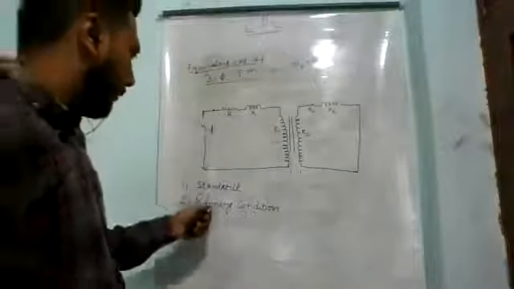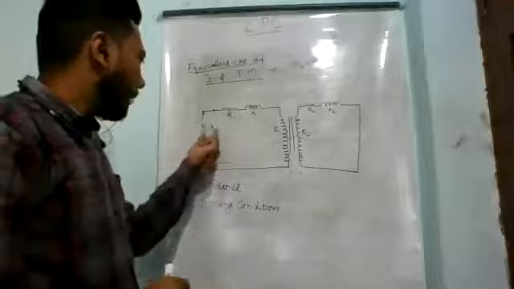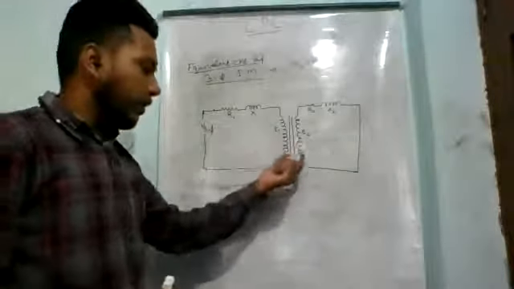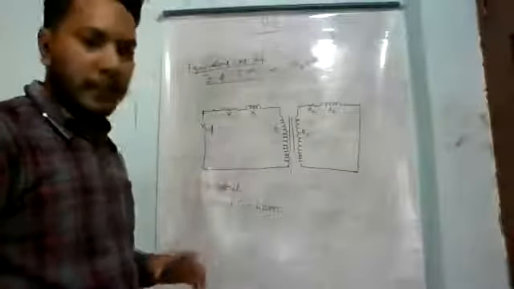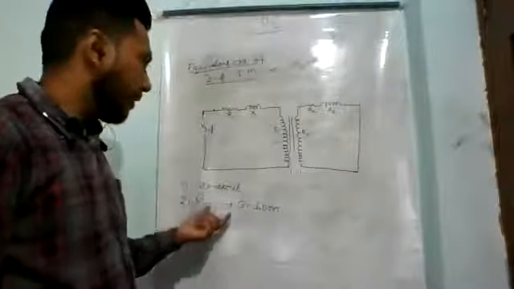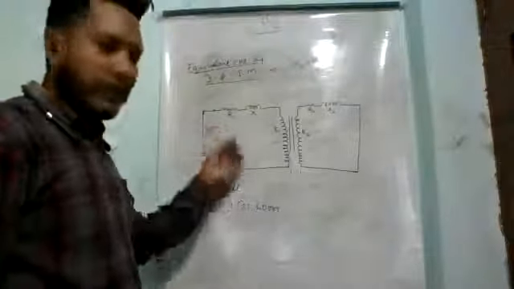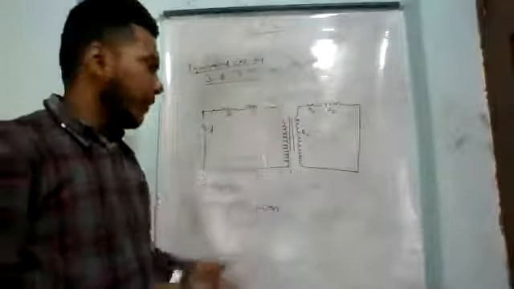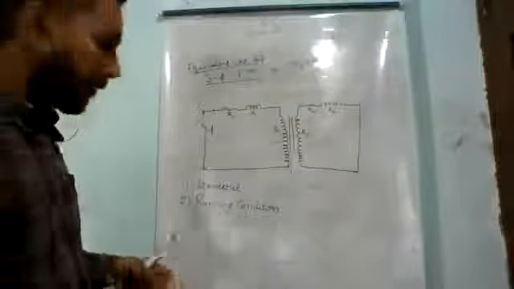What is the standstill condition? Standstill condition is the condition when we give supply to a three-phase induction motor, but the rotor of the induction motor does not rotate. Running condition is the condition where the supply is continued on the stator of the induction motor, and the rotor is rotating.